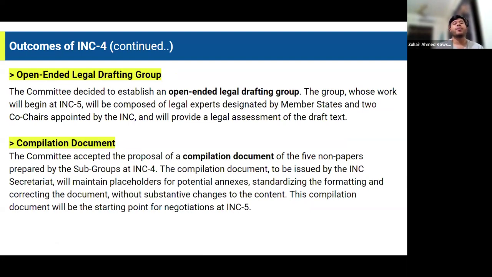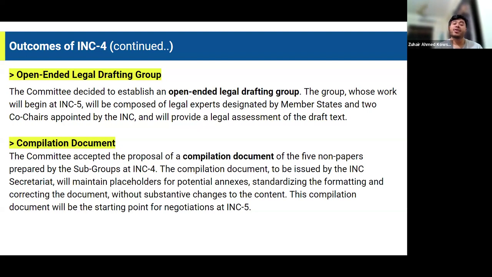Apart from that, the committee also decided to establish an open-ended legal drafting group, and this group is expected to start its work from INC5. They will not work during the intersessional period, but rather during INC5. And what is the responsibility of this open-ended legal drafting group? This legal drafting group will translate the negotiated text into legally sound text, and obviously in a non-prescriptive manner. If there is anything that needs more attention, that will be referred back to the committee.